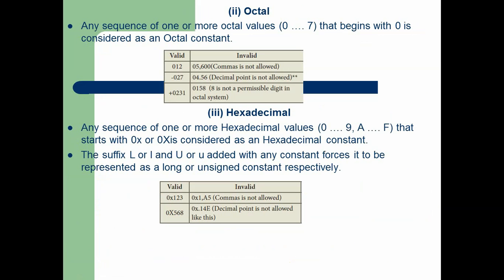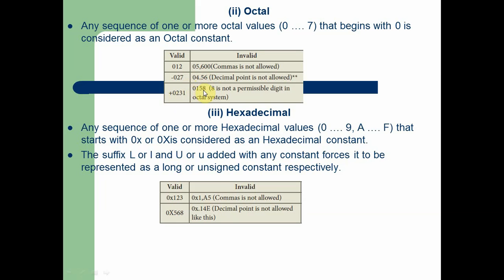Next one is the octal number. Of course, octal digits range from 0 to 7. Some of the valid and invalid numbers are here. You can see 0, 1, 2 are valid, but here we cannot allow it because a comma is present. Minus 0 to 7, yes, valid. 04.56, yes, a decimal point is not allowed, but this number takes only 04 and 0.56 is ignored. Plus 023, we can give that number.